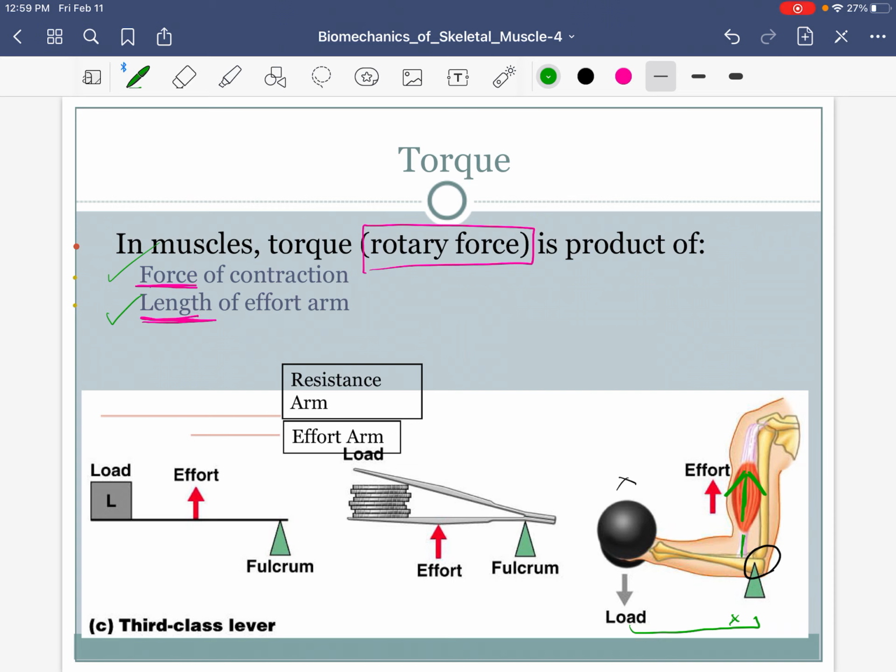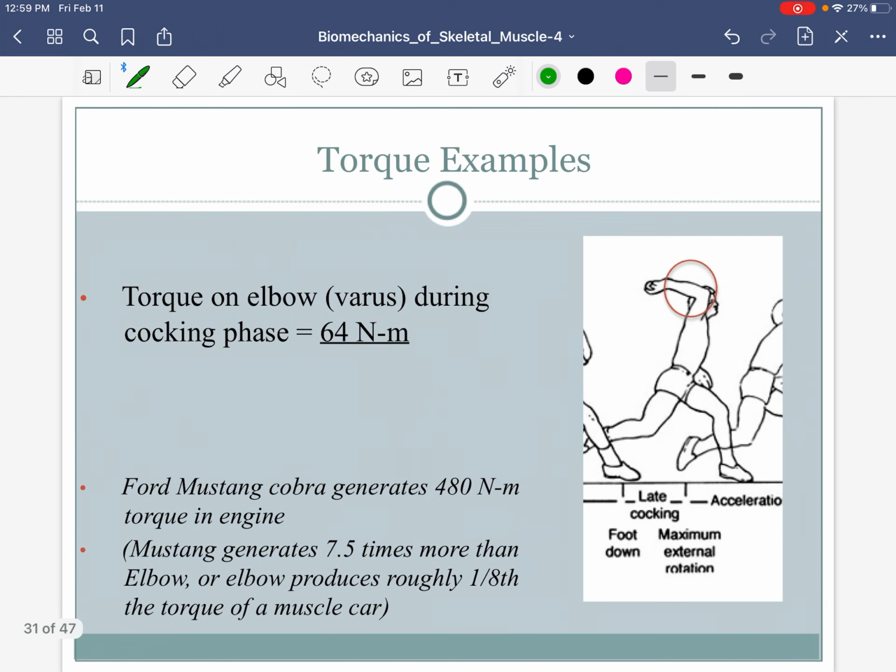I also want to remind you that the unit that we're going to be using for torque is Newton meters. In the US, it's foot-pounds. We're going to use Newton meters. All right, so I have some examples here, and I'm never going to ask you the specific number, but I want to just give you some examples of torque and talk about some examples of torque in the body.